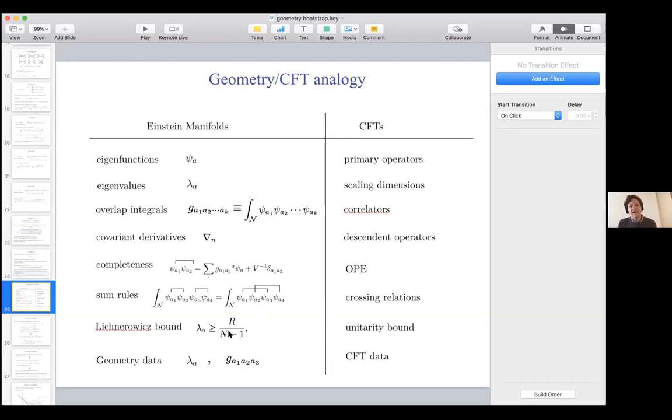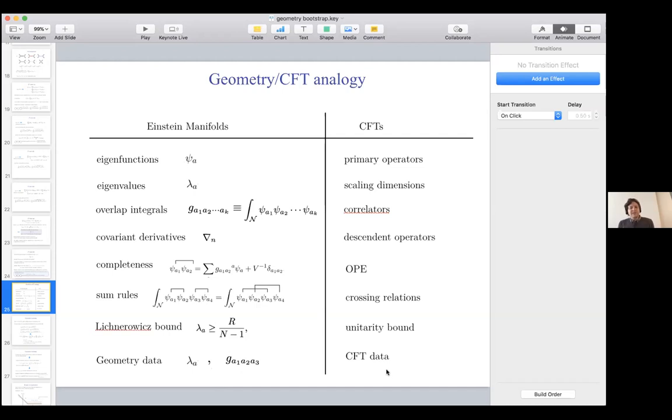The various bounds that we had on the eigenfunctions, like the Lichnerowicz bound, you can think of as like unitarity bounds. And now we can think of geometric data. If I think of the eigenvalues and the triple overlaps, these are like geometric data, a set of numbers that's associated with any manifold. And that's kind of like the CFT data. So in the geometry case, if I give you this geometry data, you can then compute any of the multiple overlap integrals by using the completeness relation. In some sense, the geometry data tells you everything you need to know about all the multiple overlaps, just like the CFT data tells you everything you need to know about all of the correlators.